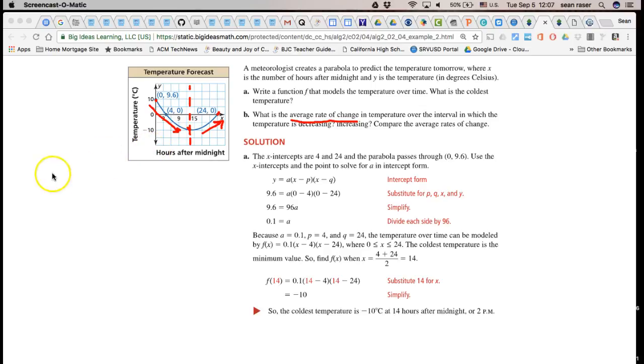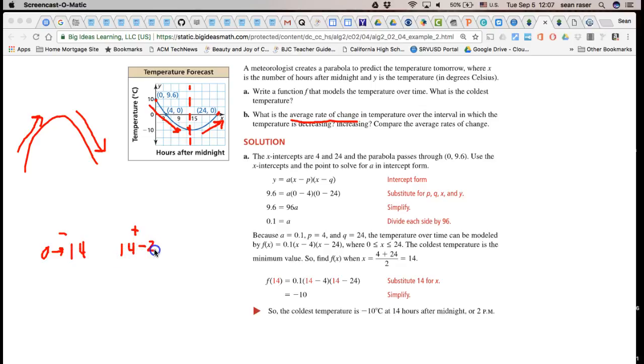Now, that might be different. If your parabola looked like this, we would be increasing on the left and decreasing on the right. So each parabola is going to look a little different. For our situation, when we want to find the average rate of change in temperature, we look at the intervals. The interval for which we're decreasing goes from x equals 0 to x equals 14. The interval for which we're increasing, we're getting bigger, is from 14 to 24.